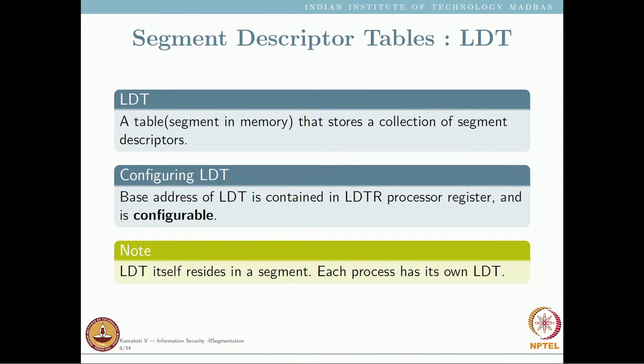Similarly, the LDT is per process, and the start of the LDT is given by the LDTR. The LDT and the GDT themselves will reside in segments, and those segments would be described inside the operating system memory.